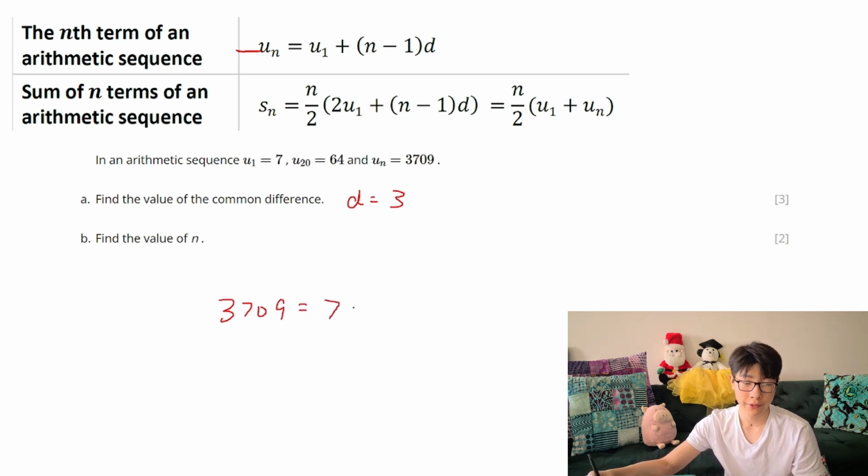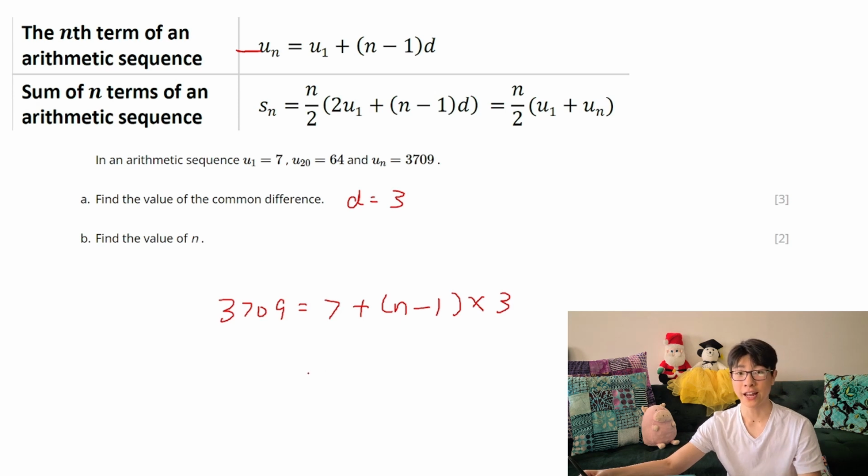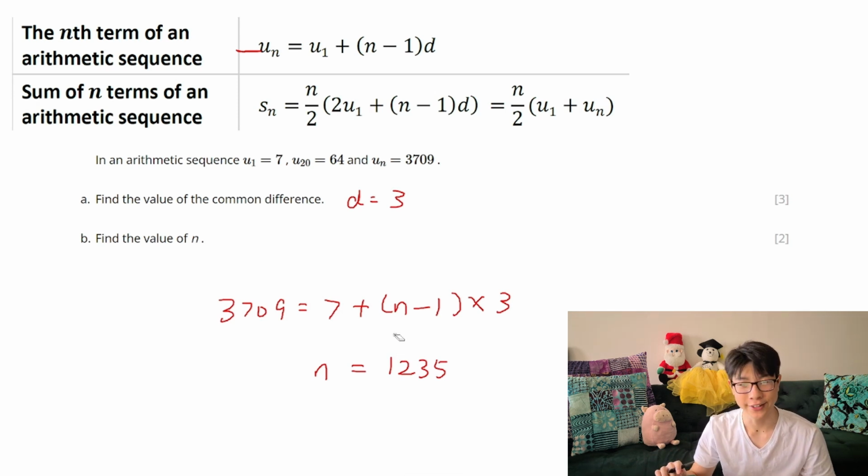U1 we know to be 7 plus n, this is what we want to find, minus 1 multiplied by d, which is what we already know. Okay, so now we have one equation with one unknown, and we know how to solve that. N will end up equaling 1235. I did not do that in my head, if you were wondering, by the way. Okay, so next.